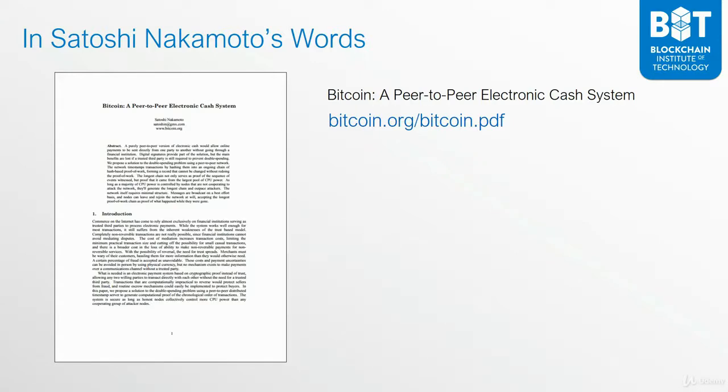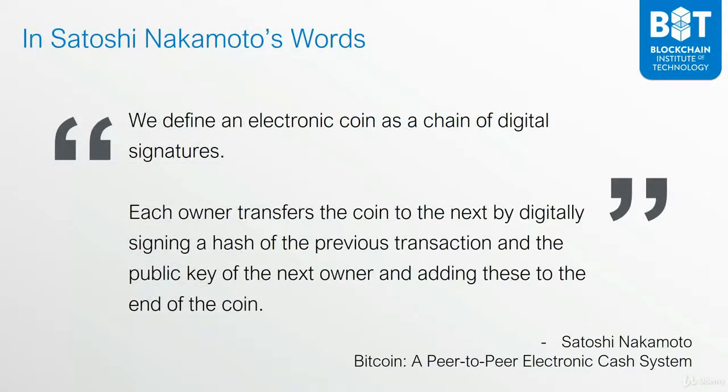In Satoshi Nakamoto's words, we define an electronic coin as a chain of digital signatures. Each owner transfers the coin to the next by digitally signing a hash of the previous transaction and the public key of the next owner, and adding these to the end of the coin. Let's go in depth with what that means.